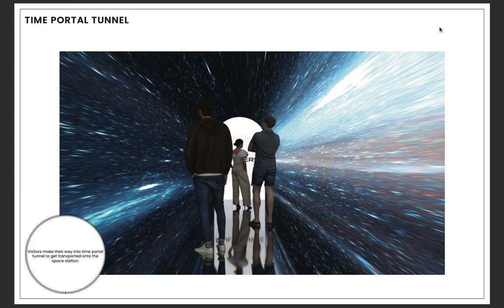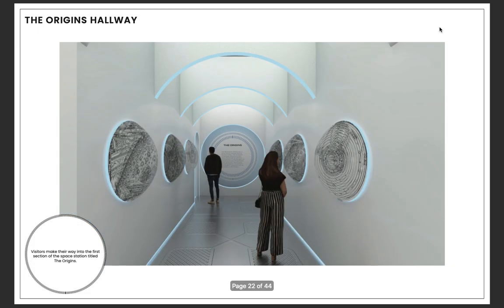Once visitors enter the time portal tunnel, they will be walking through motion graphics of what seems to be fast-paced galaxies, transporting them through dimensions. Once they enter the spaceship, they enter the Origins hallway, and here they start to learn what they will see up ahead in the Origins section.